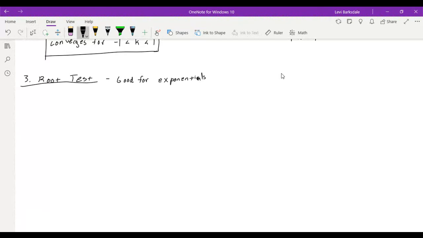Let's start with the definition. Let's say, once again, you have the sum of some series, or some sequence a sub n, and we can say if the limit as n approaches infinity of the nth root of the absolute value of a sub n is smaller than 1, your series will converge. If it's larger than 1, your series will diverge. And if it's equal to 1, then the test is once again inconclusive.